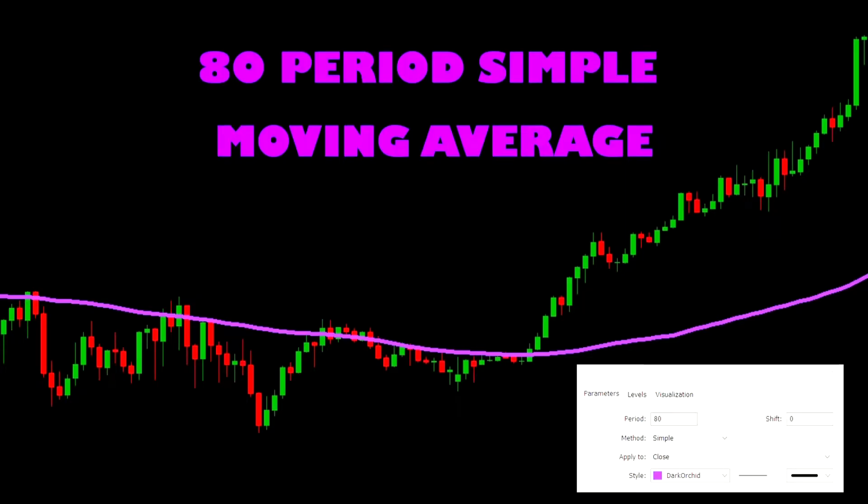hence the name. This is an example of the visual that we can expect to experience once we throw it onto the chart. Our simple moving average just adds together all of the individual prices from the last 80 periods and then divides that total by 80.